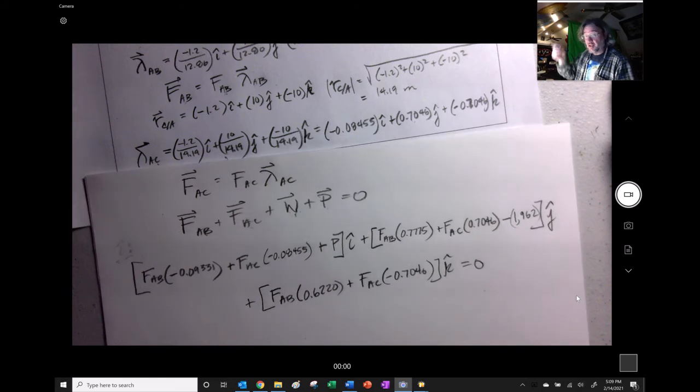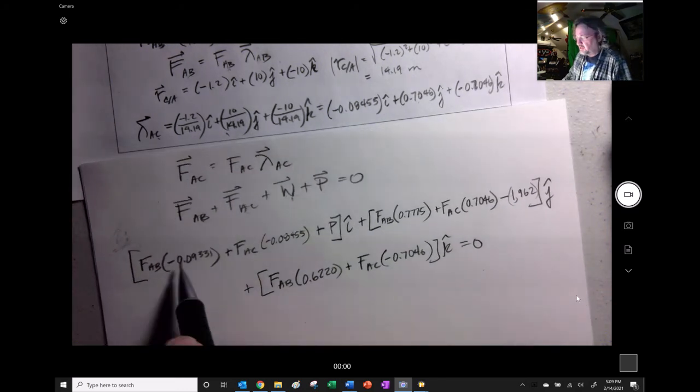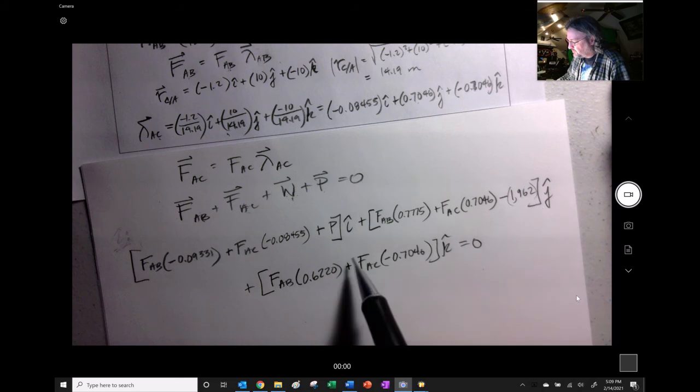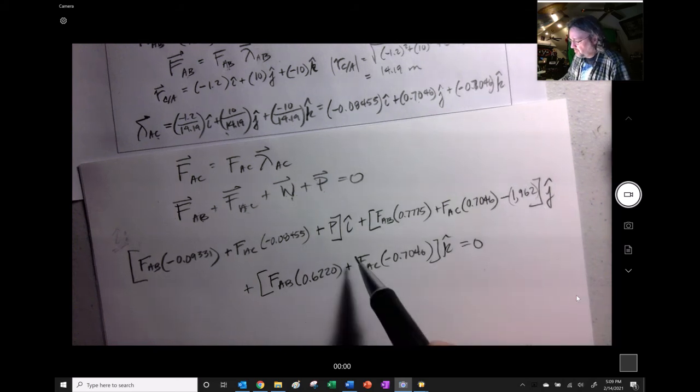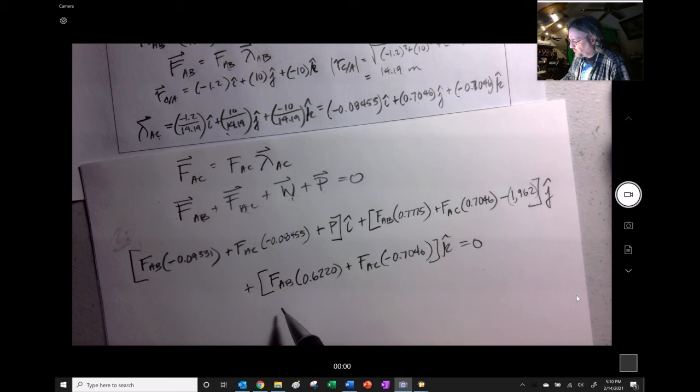Now you might have already recognized the secret to the solution of this. These are really 3 equations right there. Each of these equals 0. There are 3 equations and 3 unknowns: P, FAC, FAB. We don't know the tension in either of these, and we don't know what this force is. But we have 3 equations, 3 unknowns.